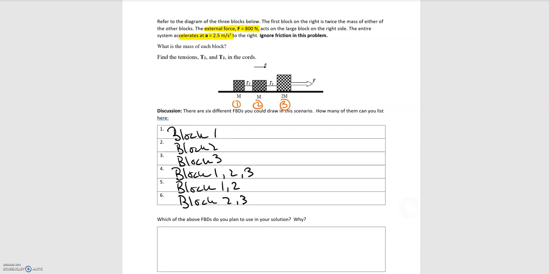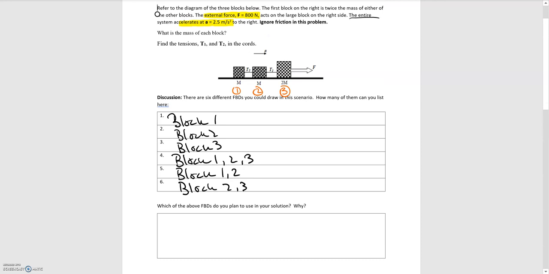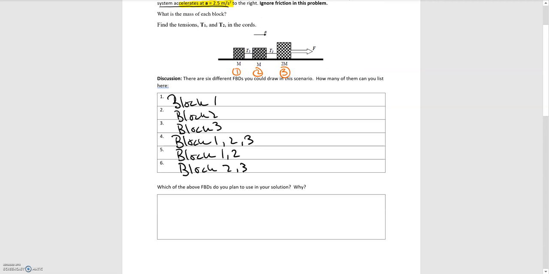So the next thing we're asked is, which of these free body diagrams can we choose to use for our solution? And so I kind of alluded to one of them, and that is, we're told in the problem that the entire system accelerates at 2.5 meters per second squared. So that means all of the blocks taken together, and we have that external force being applied. And so that will be the free body diagram for all of those blocks together. And you can think of them as almost one big block.